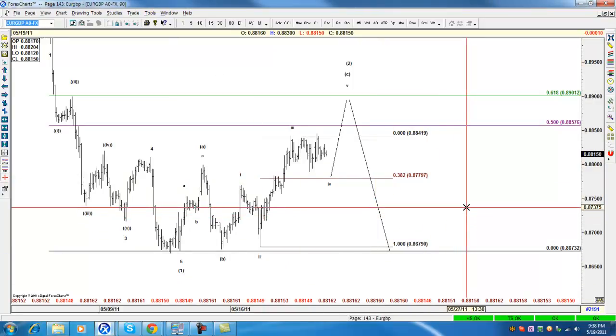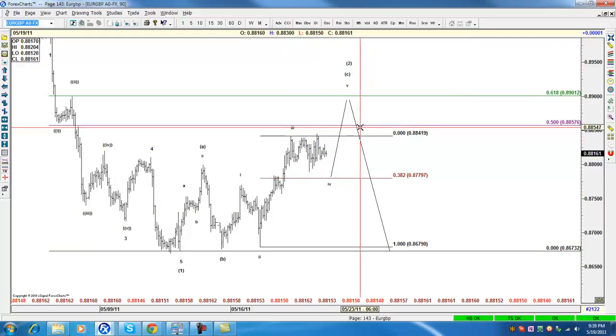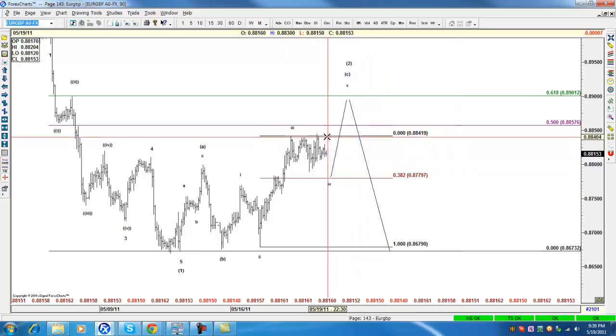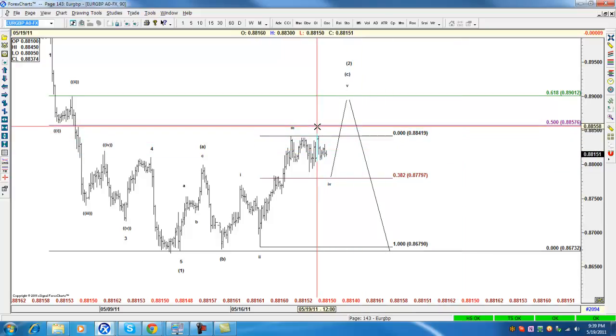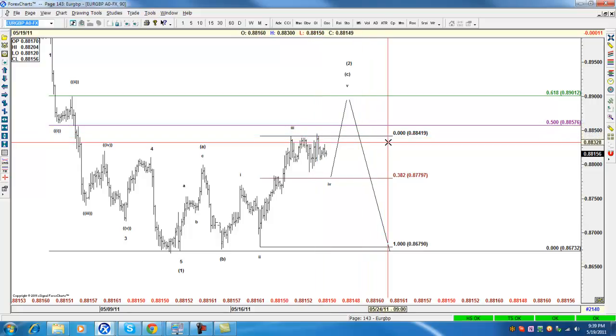This is the euro pound. In the euro pound, we still believe that 88.57, 88.58 area is going to get filled. We were pretty close, around 5 pips away from getting the first part of the order filled. We don't think yet that this is going to be the end.